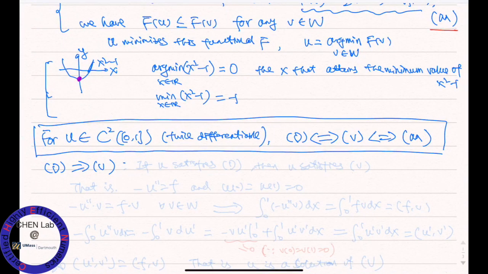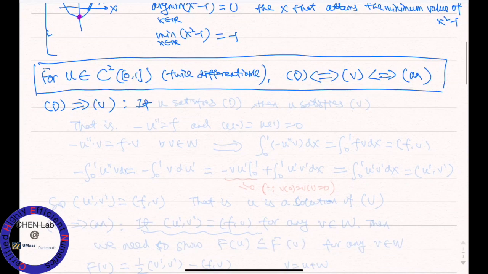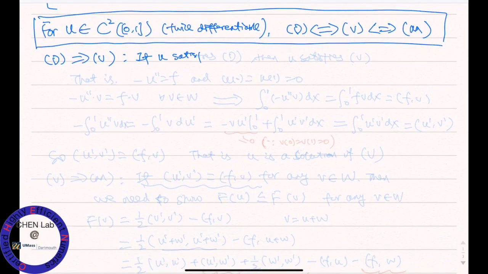So what do we need to prove when we try to establish that? If u satisfies problem D, then u satisfies problem V. All right, that's what essentially we need to prove. That is, if u is a solution of the equation, which is negative u double prime is equal to f, and u0 is equal to u1 is equal to 0.